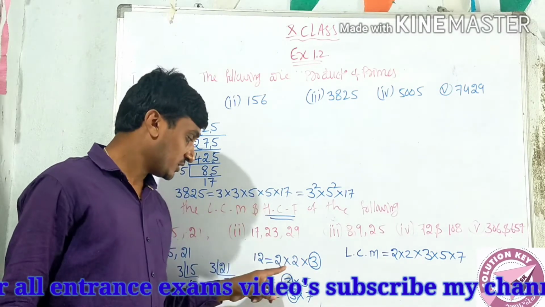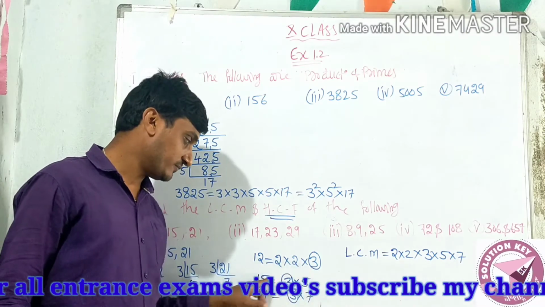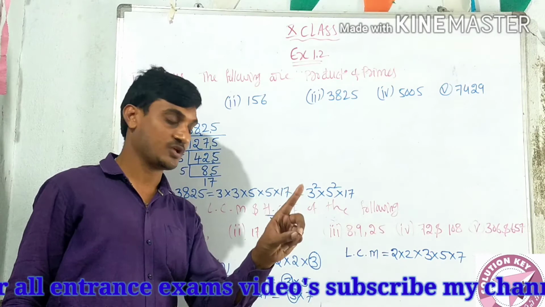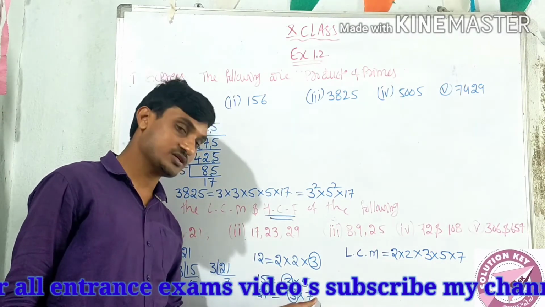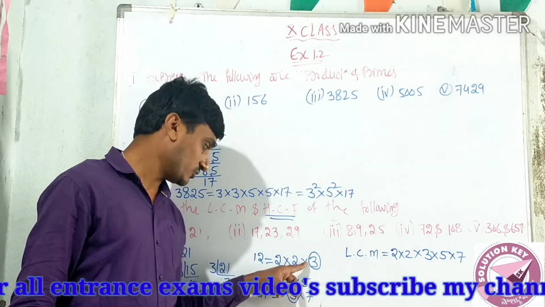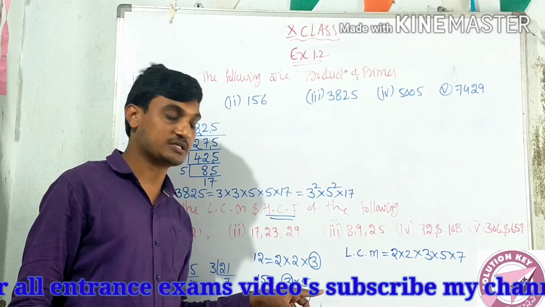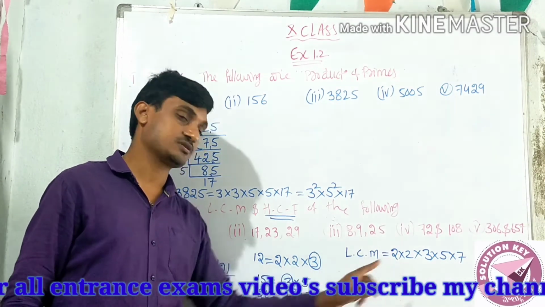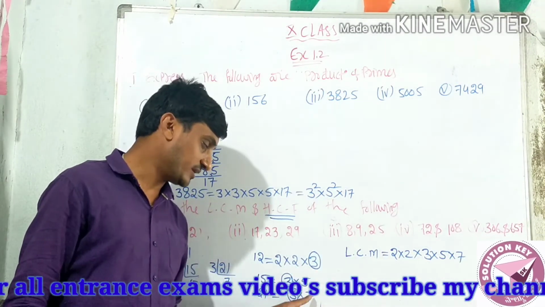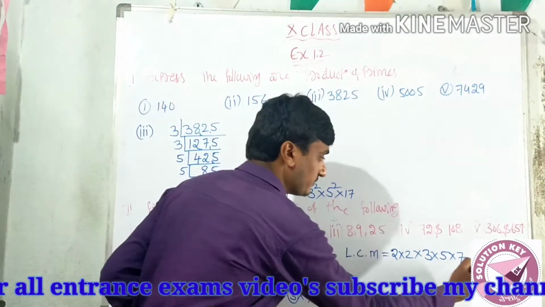That means the number I am taking is common: 12 also has it, 15 also has it, 21 also has it. That's the reason I am taking 3 a single time. Here 2 is there, in this also 2 is there, but in 15 and 21 it is not there, so I take 2 two times. 3 3 3, I am taking 3 only one time. And 5 and 7.